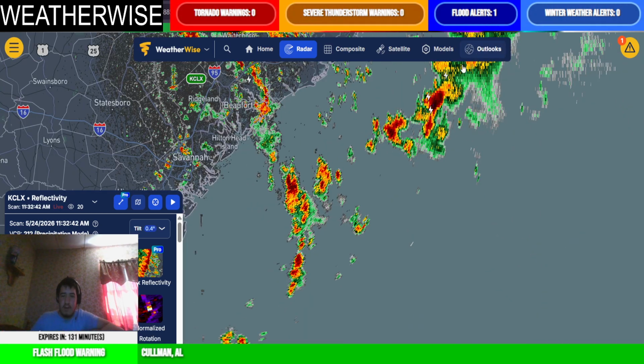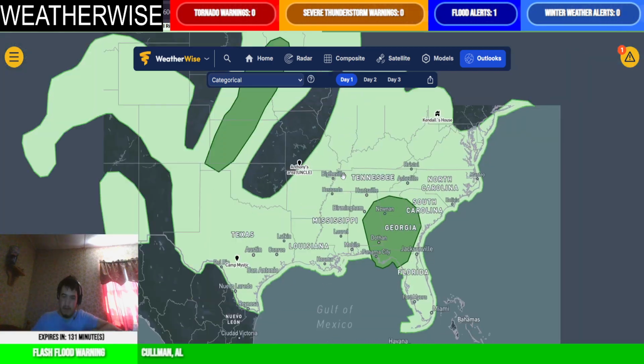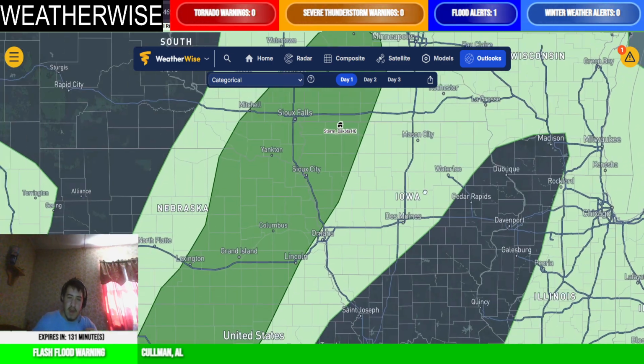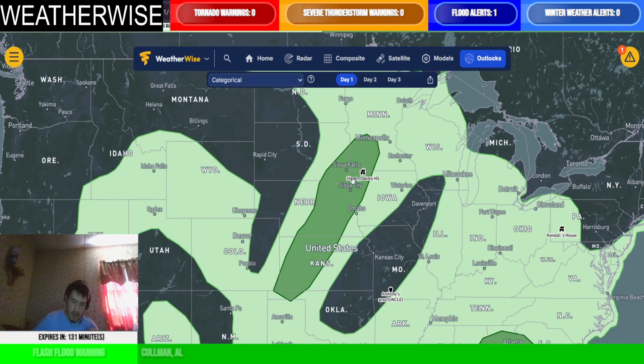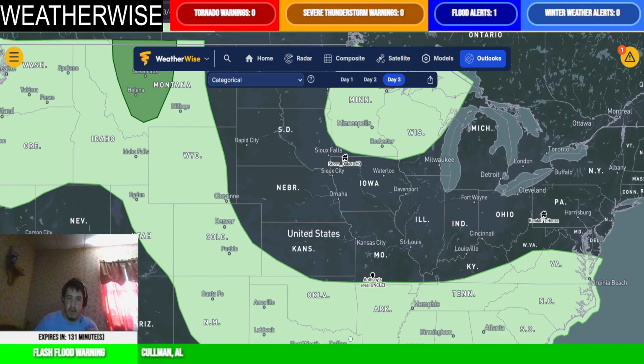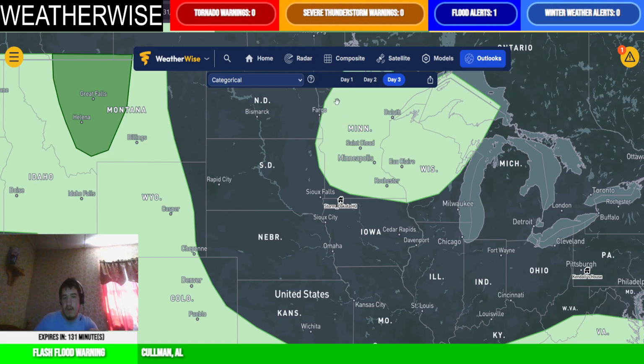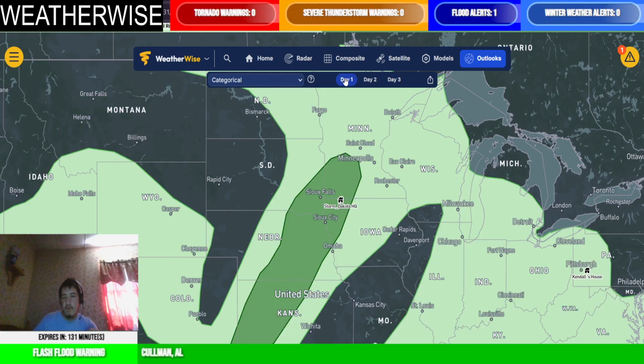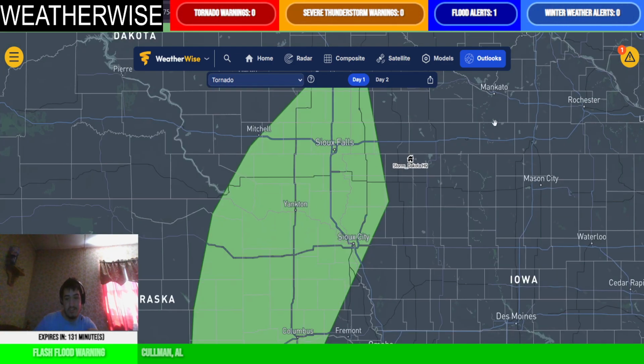Now let's go ahead and talk about our outlooks because a lot of people get confused with that. Now, marginal risk is 1 out of 5, slight risk 2 out of 5. Here's a slight risk right down here for Tuesday's threat, but then orange is enhanced, moderate is red, and then high risk is purple. Now let's get into our tornado threat because a lot of people are confused with this.